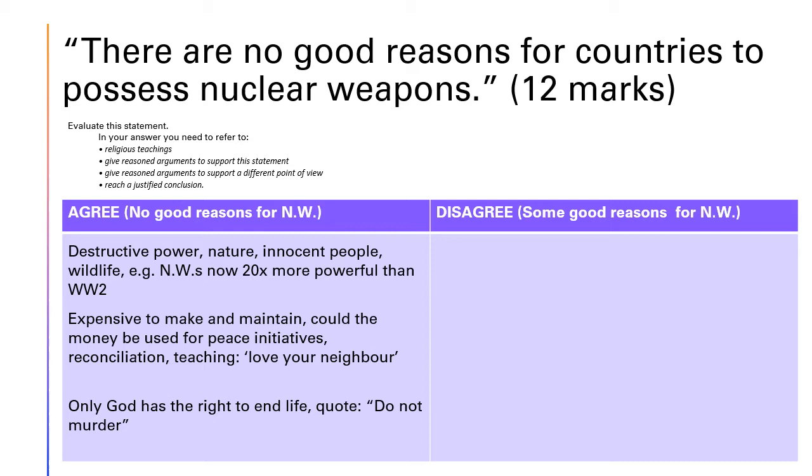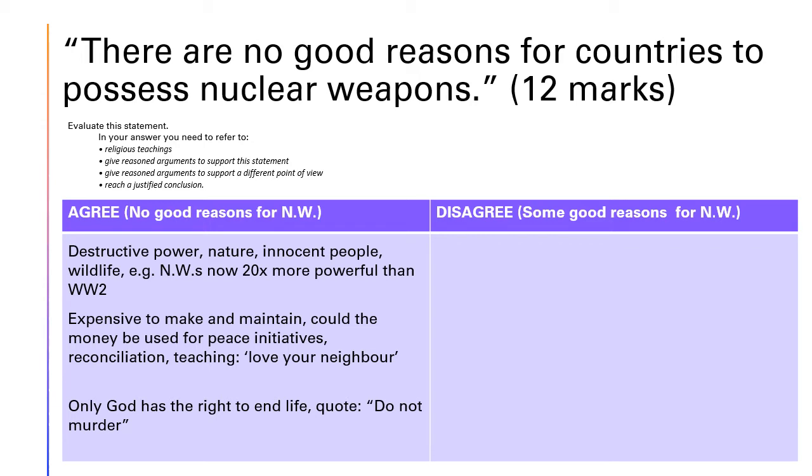So the first point that we're going to refer to is there are no good reasons for nuclear weapons because of their destructive power, because they destroy nature, they destroy innocent people, they destroy wildlife. And as an example of that, we're going to say that nuclear weapons are now 20 times more powerful than World War II. And that's really important because during World War II, particularly during the year 1945, is the only instance that nuclear weapons have ever been used in history.